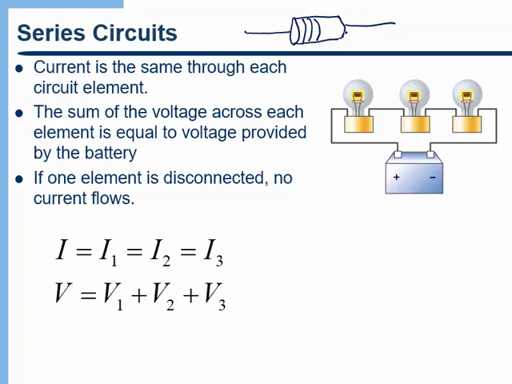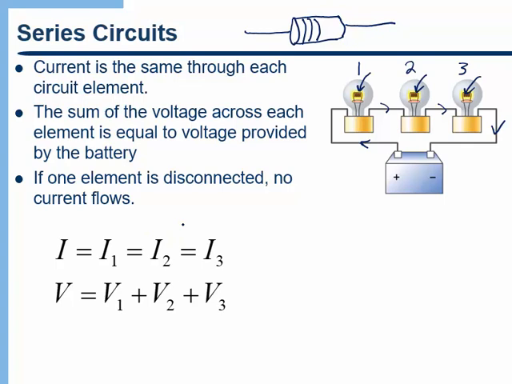This is really important stuff to understand. So first of all, in a series circuit, we know the current is the same everywhere. No matter where I am in the circuit, the current is the same. So if I've got light bulb number 1, light bulb number 2, and light bulb number 3, the current through each of those, so through that filament, each of those is the same. So that's what I mean by I1, I2, and I3.